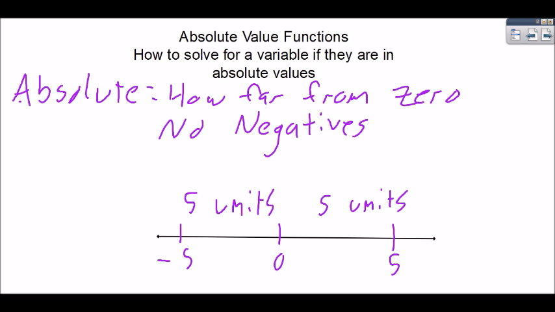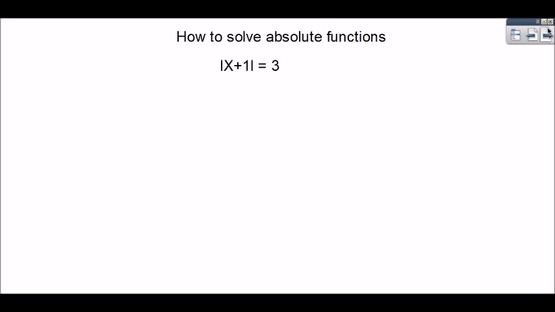So for example, if I said the absolute value of 5, that is 5. It's 5 units from 0. That means that the absolute value of -5 is still 5 units away. So how do we solve these?